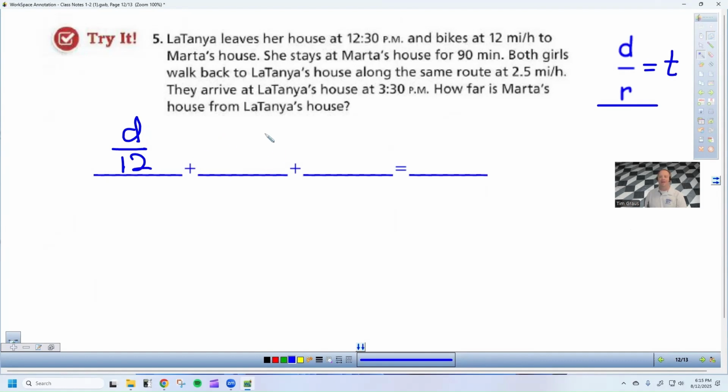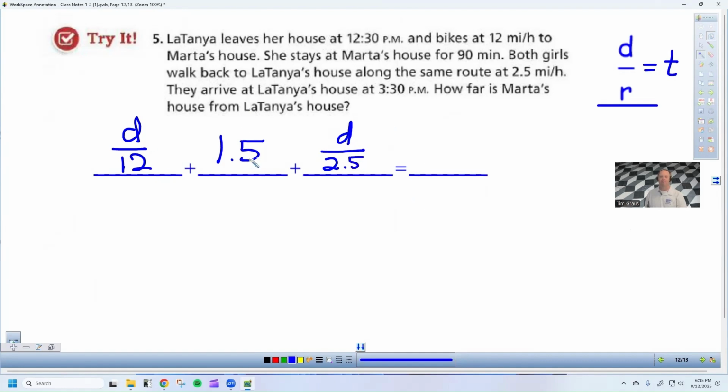Then she's going to stay at Marta's house for 90 minutes. 90 minutes is 1.5 hours. So I'm going to put in the second blank an amount of time, 1.5 hours. In the third blank, I'm going to again calculate a time doing distance divided by rate. So again, she's going to go the distance between Latanya's house and Marta's house, but this time she's walking with Marta, not riding her bike, so going a lot slower, 2.5 miles per hour.